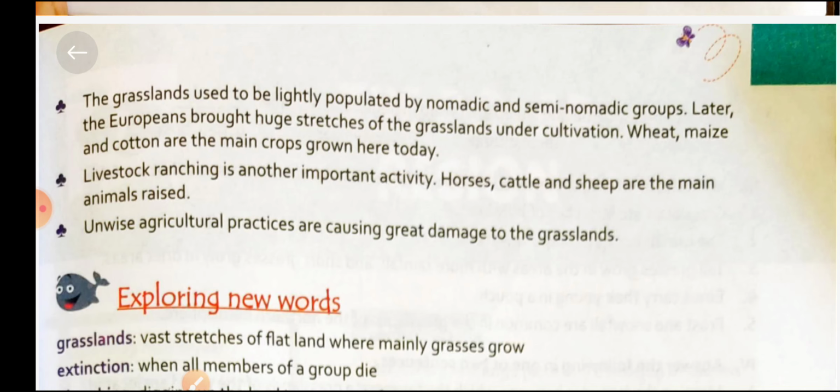Unwise agricultural practices are causing great damage to grassland. Due to the extension of agriculture, the grassland region is now fading out because of the spread of agriculture.